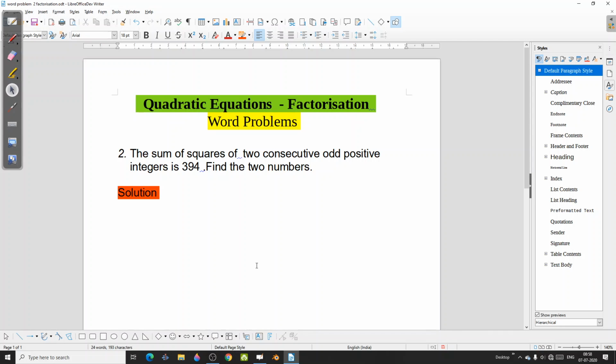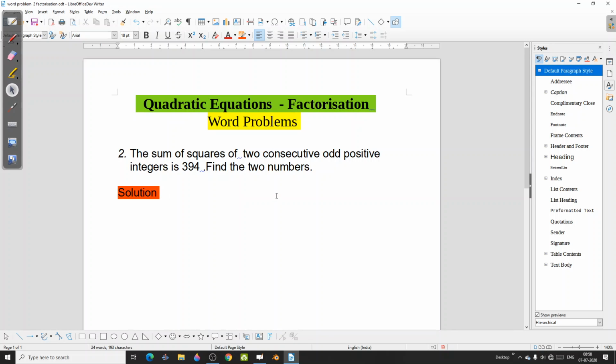These all are examples of consecutive odd positive integers, and you can see that every time the difference between the two consecutive odd positive integers is that of 2. For example, if you take 3 and 5, the difference is 2. If you take 9 and 11, the difference is of 2. If you take 17 and 19, the difference is of 2. So whenever a question of this kind is there, that is two consecutive odd positive integers or two consecutive even positive integers, in both cases take the two numbers as x and x plus 2.